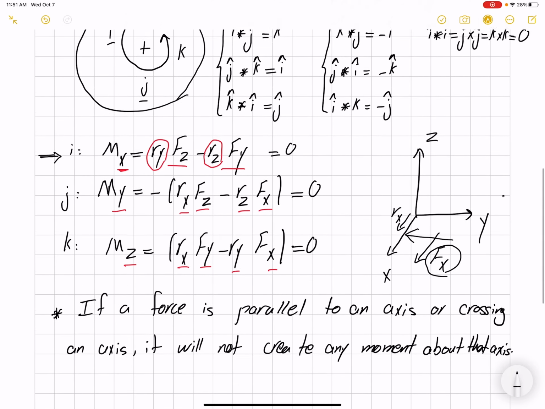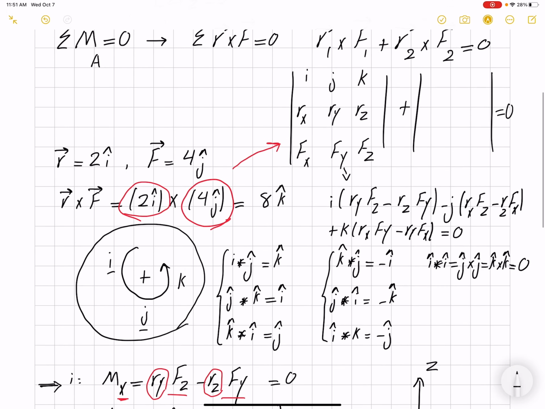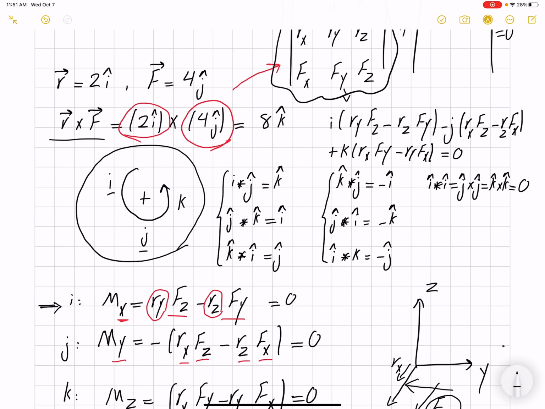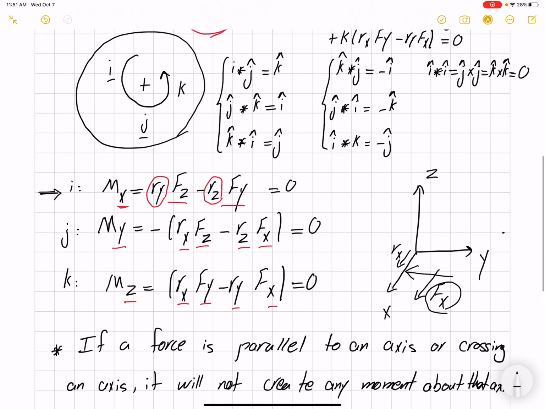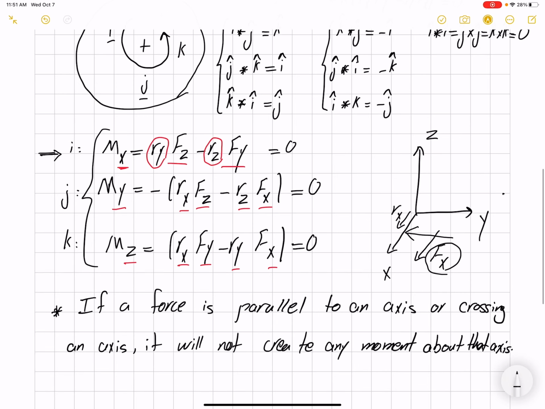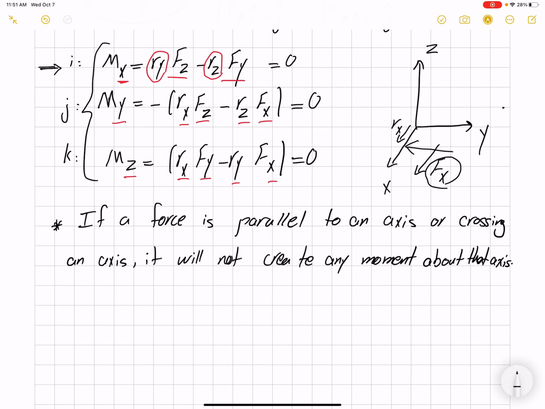So either you can use the cross product definition, just write the whole thing, or if R and F are pretty simple, you just directly do R cross F. Or you can write three equations saying that mx equals 0, my equals 0, and mz equals 0. And mx is ry fz minus rz fy. Sometimes these equations, summation of moments about the x-axis equals 0, are written in a vector form.